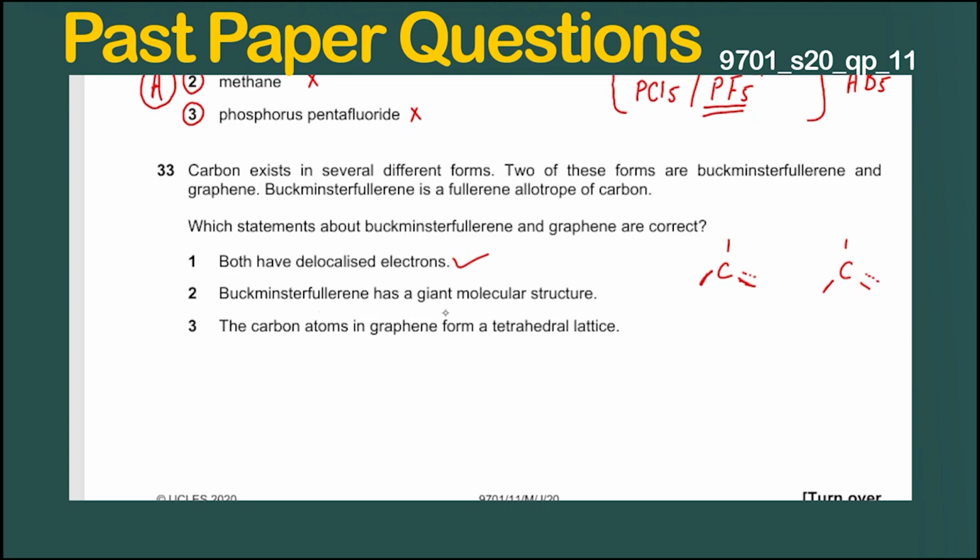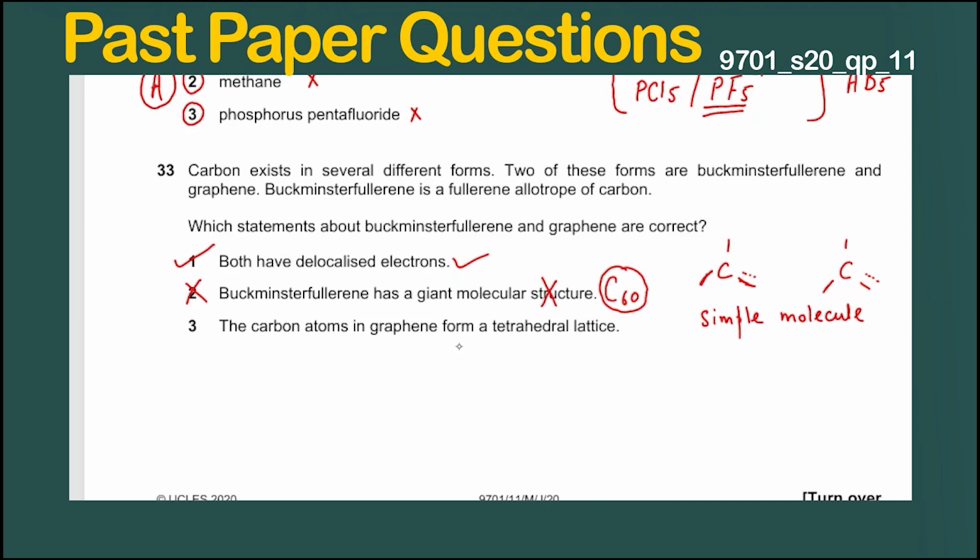Buckminster fullerene has giant molecular structure. No, it is not correct because it has only 60 carbons in its molecule. So it is having a simple molecule and it has a simple molecular structure. It is not a giant molecule. So it is incorrect. The first statement is correct.